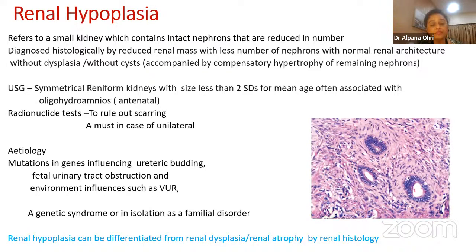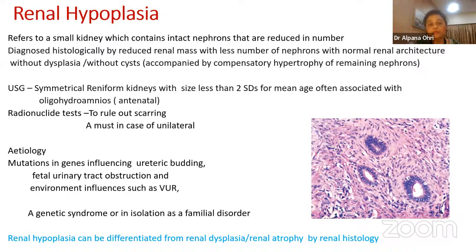Sonographically, it is seen as symmetrical reniform kidneys with size less than -2 SDs for mean age. If it is diagnosed in the antenatal period, there may be associated oligohydramnios if renal hypoplasia is severe. Other tests used for diagnosis of renal hypoplasia are the radionuclide test. They help in ruling out scarring as a cause of renal hypoplasia.